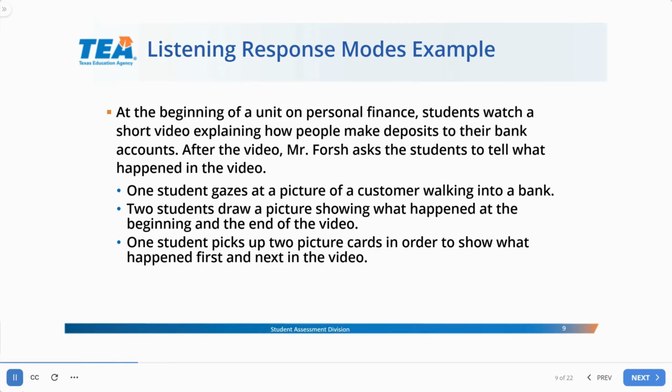At the beginning of a unit on personal finance, students watch a short video explaining how people make deposits to their bank accounts. After the video, Mr. Forsh asks the students to tell what happened in the video. One student gazes at a picture of a customer walking into a bank. Two students draw a picture showing what happened at the beginning and end of the video. One student picks up two picture cards in order to show what happened first and next in the video.